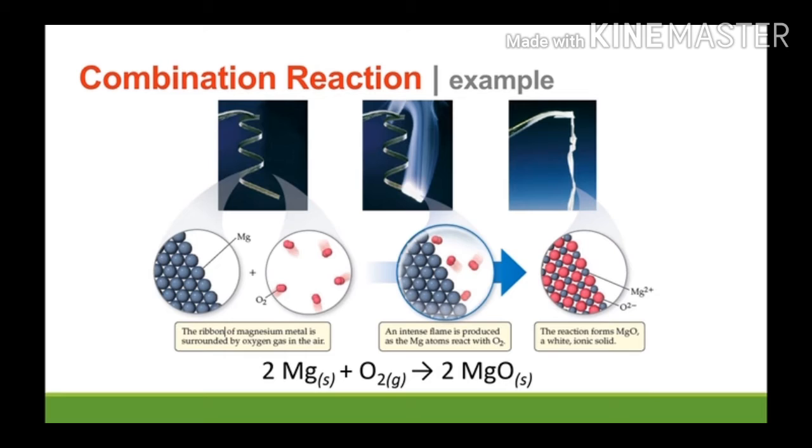Another example is the formation of magnesium oxide. 2 moles of magnesium metal reacts with 1 mole of oxygen gas to form 2 moles of magnesium oxide. As you can see in our examples, most compounds form through combination reaction.